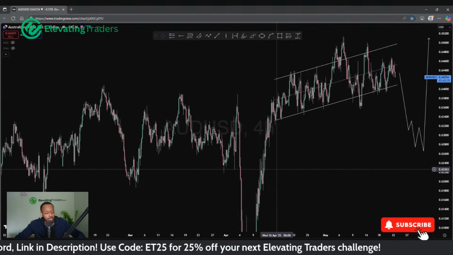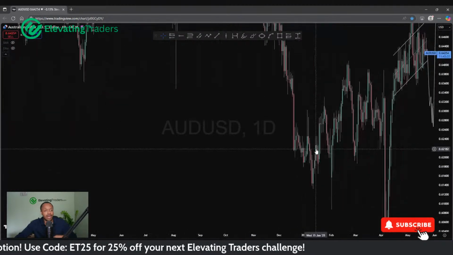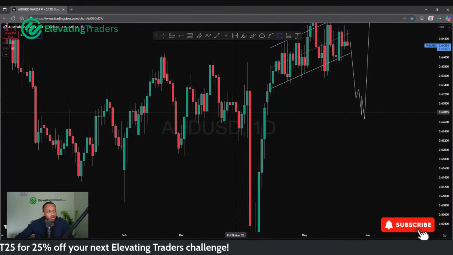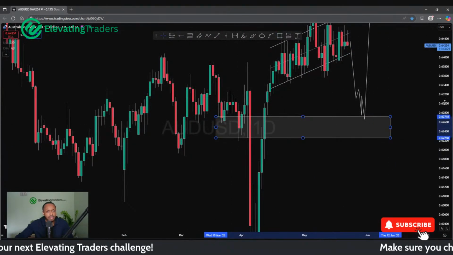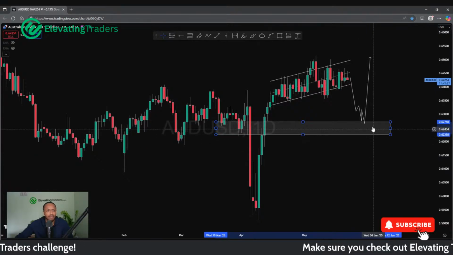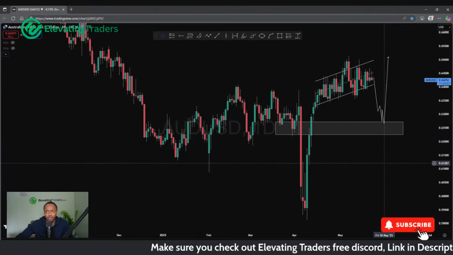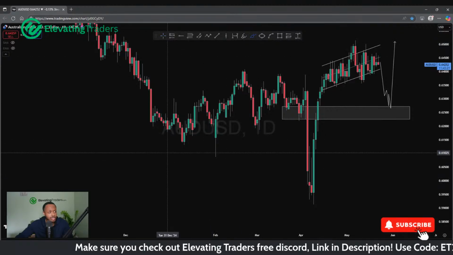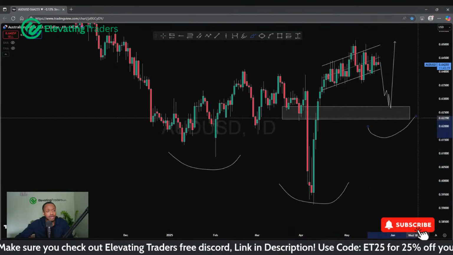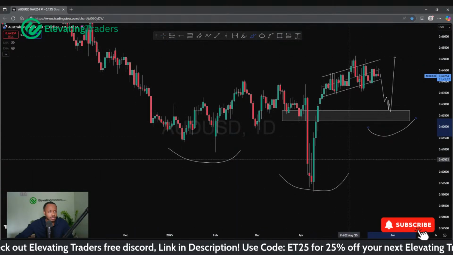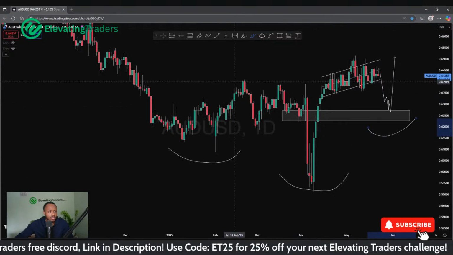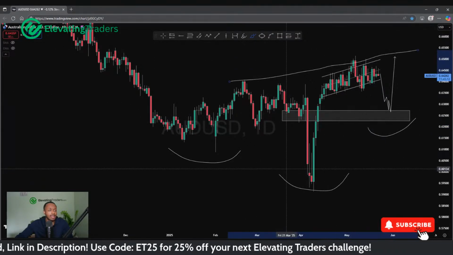I've talked many times about that 0.625 area of support roughly. Kind of this area here, 0.625, 0.62. If we could pull back into that level, I think that would be a great place for a buy. Essentially, I'm looking for this kind of inverse head and shoulder pattern. There's your left, there's your head. Now anticipating the right shoulder. That's kind of your neckline there for the pattern.